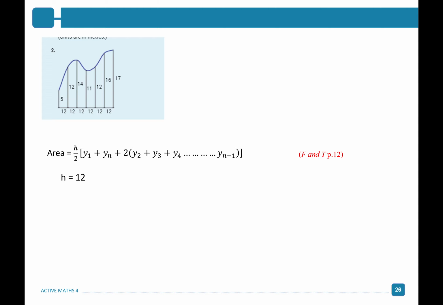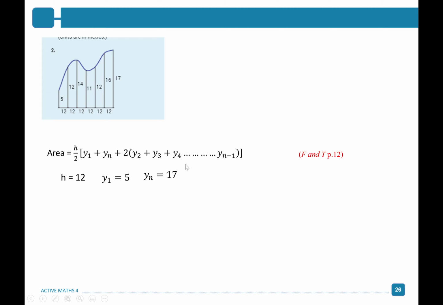So our height h, which is our width, is equal to 12. y1 is equal to 5. yn is equal to 17. And then we have all of the other heights in between that.